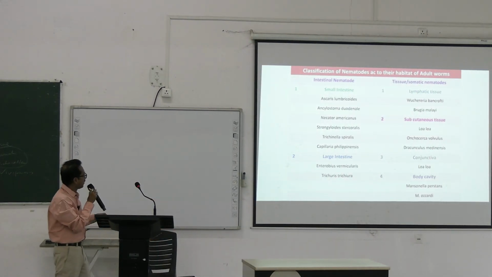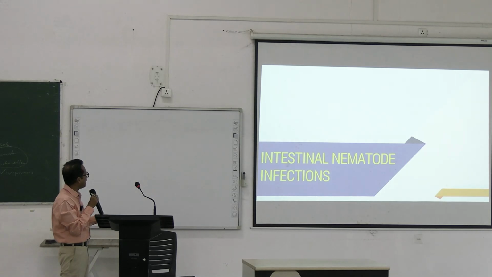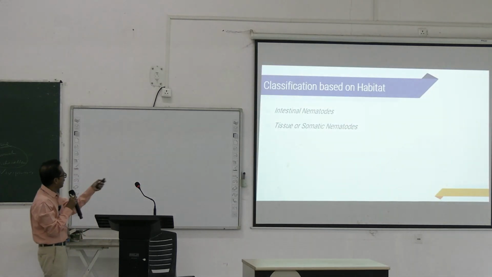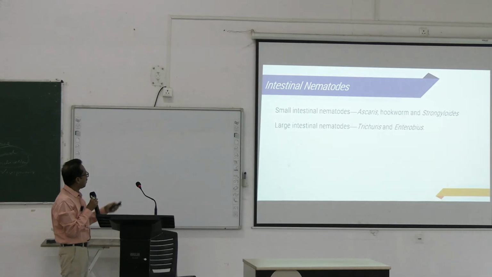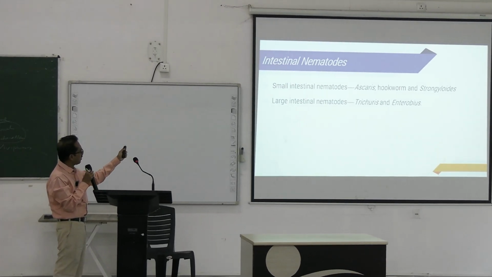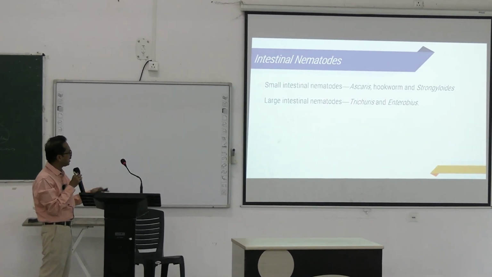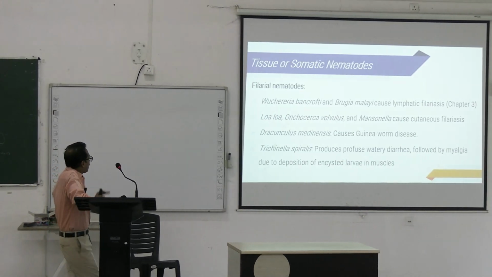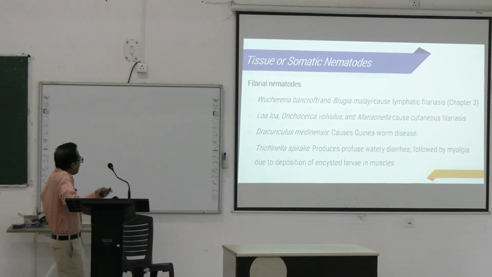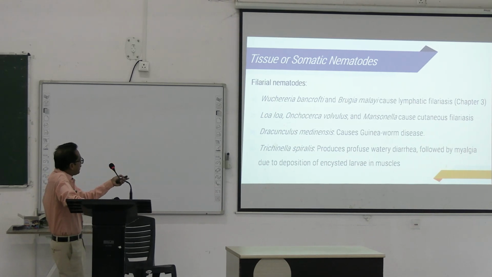Same thing. What is the classification of intestinal nematode infection? Already covered: Ascaris, Hookworm and Strongyloides are small intestinal, and large intestinal are Trichuris and Enterobius. So Filaria, Loa, Brugia, this will be covered in the next Tuesday class, and Trichinella.